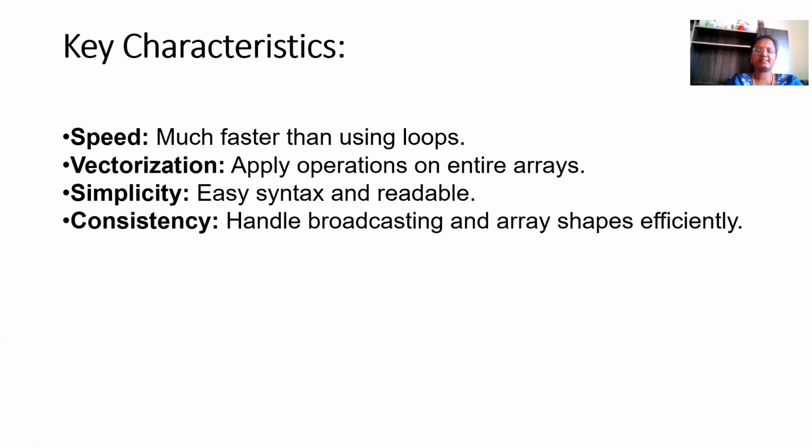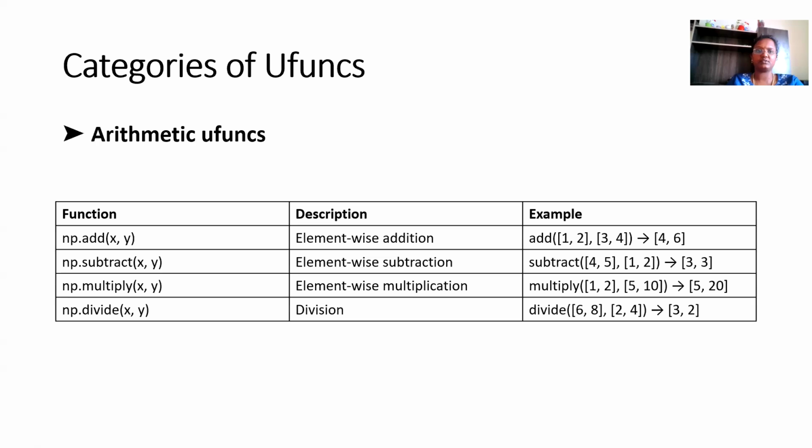What are the key characteristics of universal functions? First is speed, which is much faster than using loops. Then vectorization, which applies operations on entire arrays. Then simplicity: the syntax is very easy and you can read it easily. And consistency: we can handle broadcasting and array shapes efficiently using universal functions. The categories of universal functions: we have different types of categories. First is the arithmetic universal function.